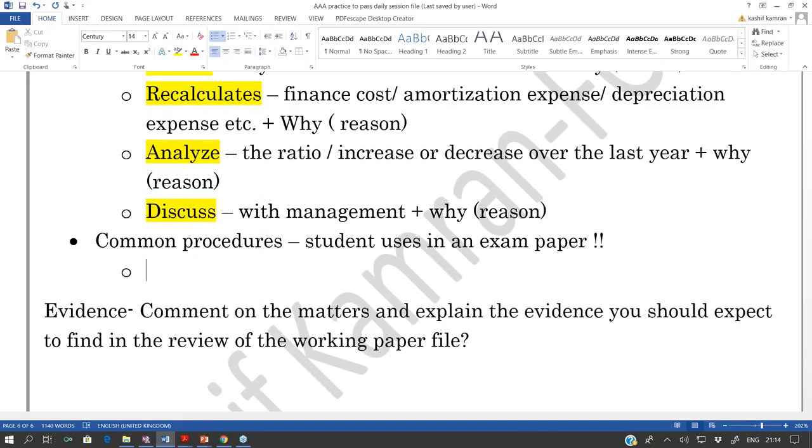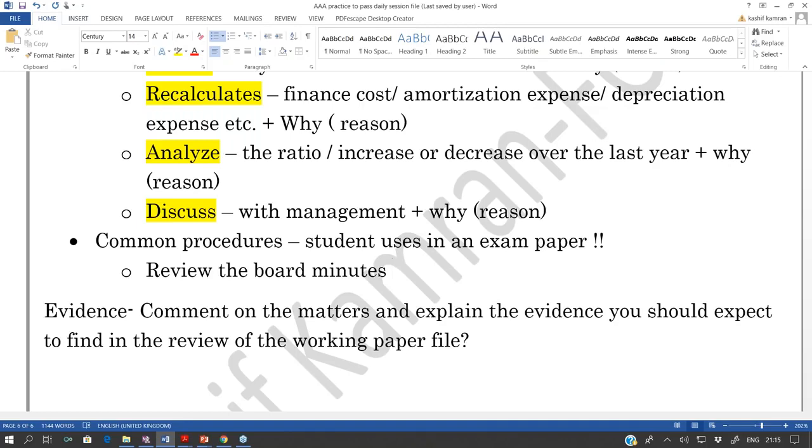The one procedure the student uses in the exam paper, you might agree with that if you're repeating the AAA paper, is that you write review the board minutes. I believe all of you agree to that. This is a very common procedure you write in exam paper. Is that true? If I can get your quick answers to that. Right? So this is a very common procedure that all of you tend to write in an exam paper.